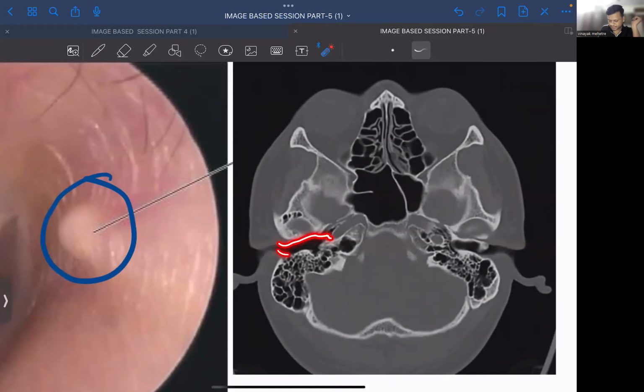This is the external auditory canal. This is the mastoid. Mastoid will look like a honeycomb appearance. क्या मिलेगा इसमें? We will see honeycomb appearance. ये दिख रहा है? ऐसे नहीं लग रहा मधुमक्खी का छत्ता. And you will be able to see the external auditory canal clearly.